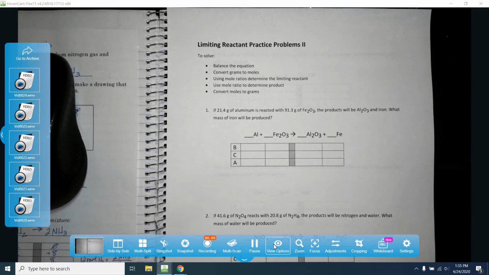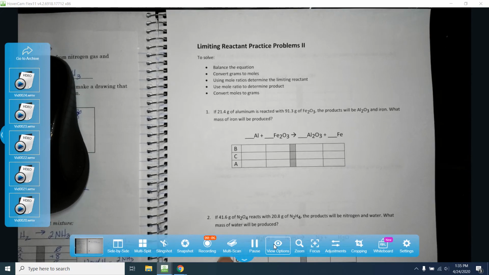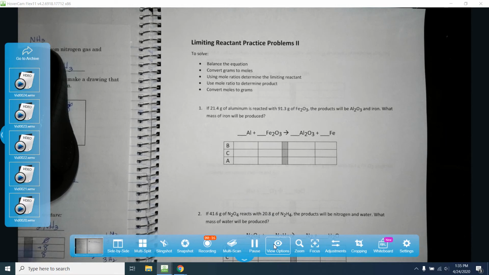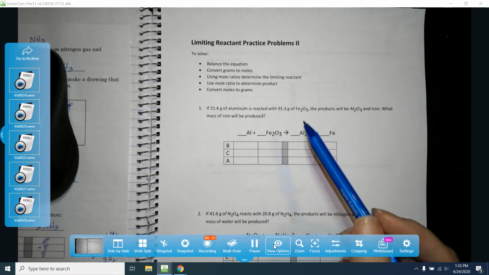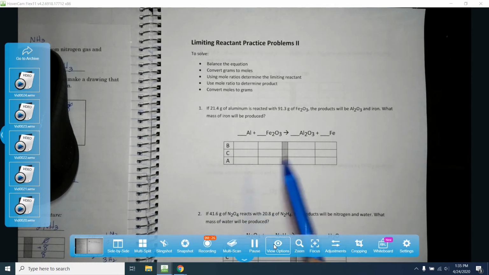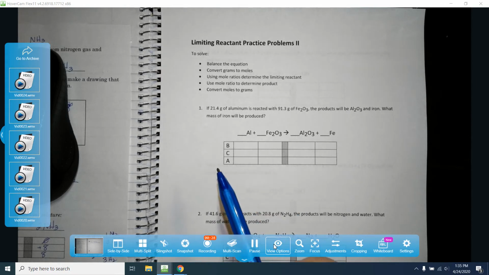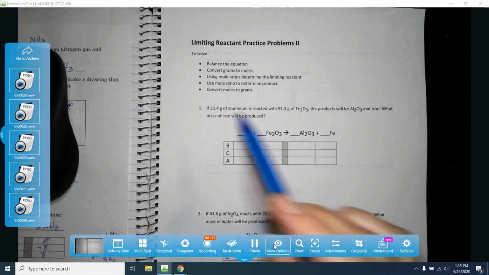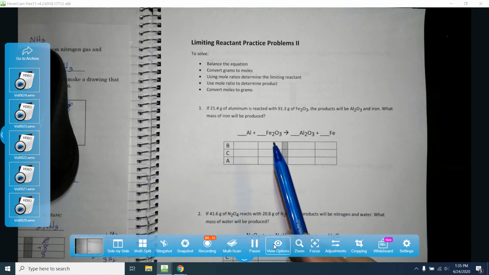Okay, welcome back. I'm going to do another example of solving limiting reactant problems. These are true stoichiometry problems. On the last worksheet, all they asked for was to determine which one was the limiting reactant. As I was solving it, I actually went all the way through filling in the BCA chart. You're going to see that again because you have to do that to solve these problems, but then we have a final step.